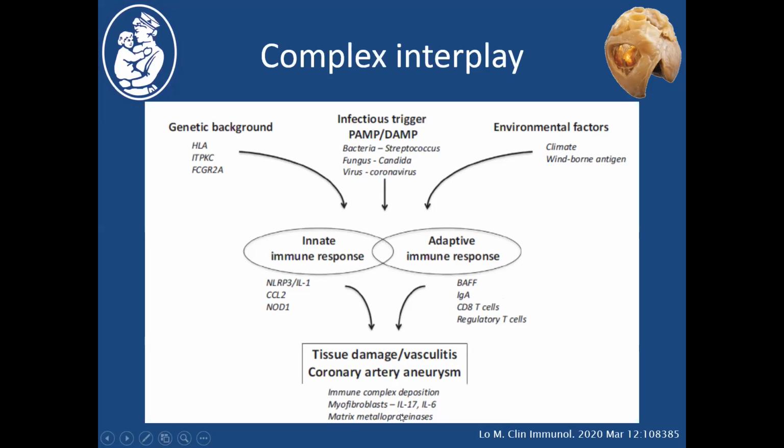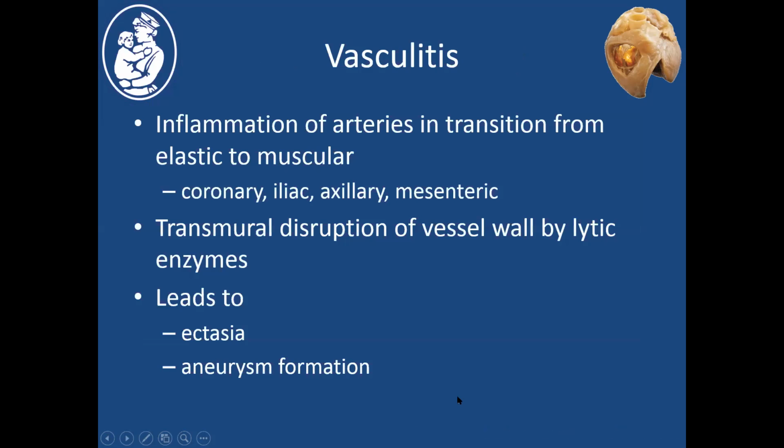And then matrix metalloproteinases, which are important for dissolution of vascular walls, leading to aneurysm formation. So we see this inflammation in arteries, mostly that are in transition from elastic to muscular. They're branches of the aorta, which is elastic, going to muscular arteries. The coronaries, the iliacs, axillaries, mesenterics can all be involved in this.